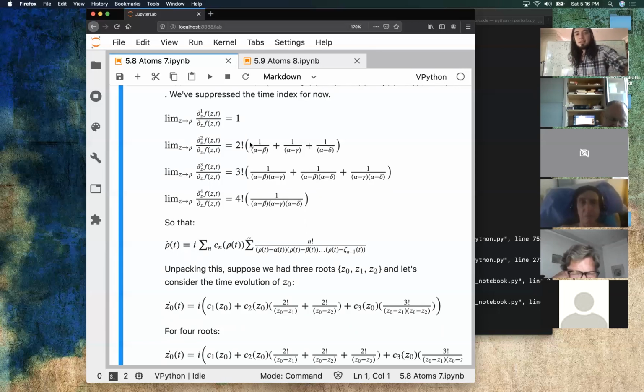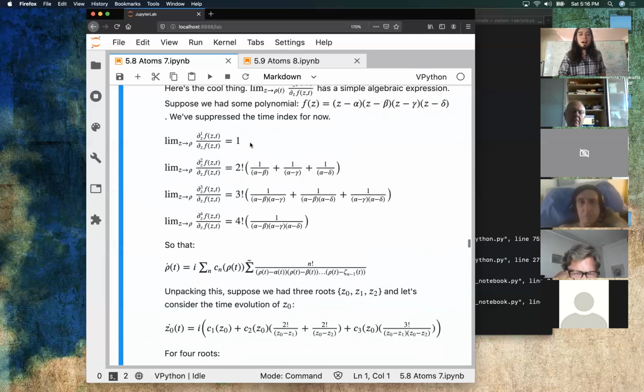What this looks like is an interaction where, in the case of the second derivative here, it's saying that there's an interaction between the root rho and each of the other roots taken separately. So this is a two-body interaction between a given root and the other roots.